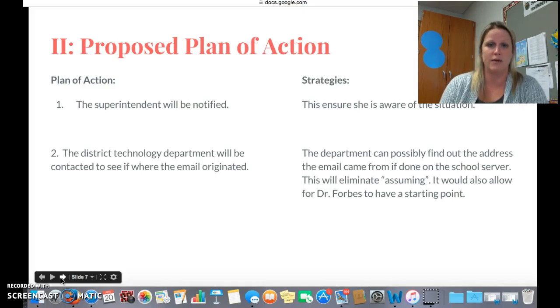In that meeting, we'll all sit around and take a look at the documents, kind of go over which directions to take. You want to keep it hush. You don't want to alarm any students or let the students know what's going on, because things like that can spread like wildfire. The department can possibly find out the address the email came from. If it was done on the school server, this will eliminate assuming and will allow Dr. Forbes to have a starting point.